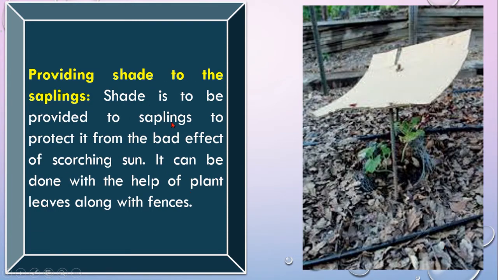Provide shade to the saplings. If we do not provide shade, then sometimes heavy sunlight or heavy rainfall can damage the plant, or sometimes the saplings will die. That is why we have to protect them from the sun and provide some shade. You can use a polybag, paper or any other cardboard as well.